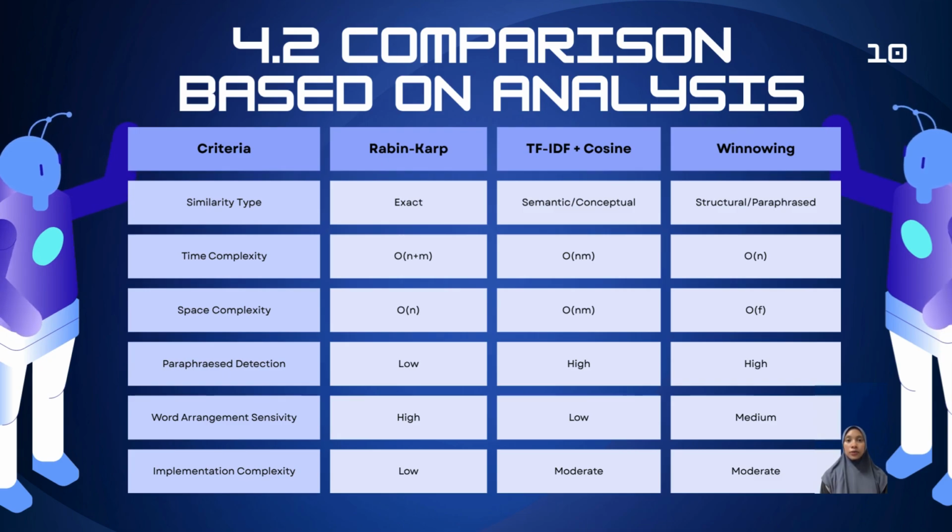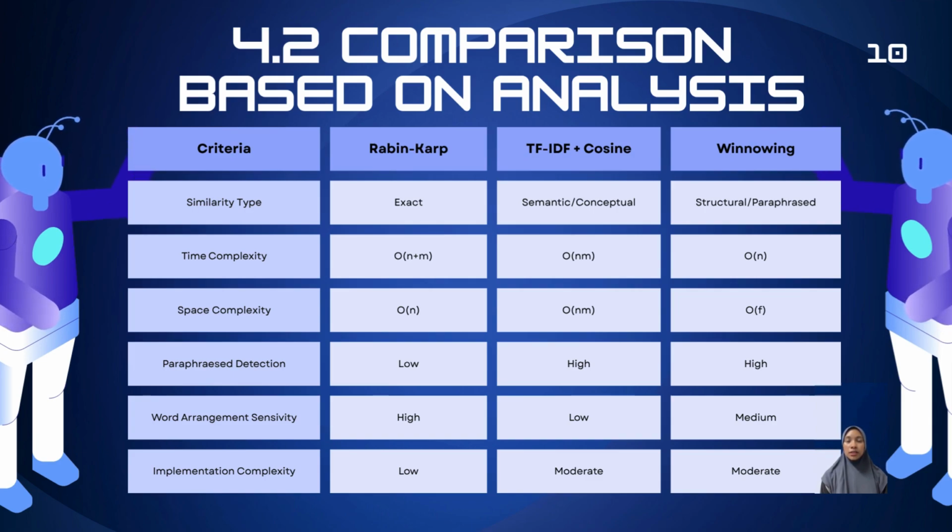In terms of time complexity, Rabin-Karp is the most efficient with O(n + m), suitable for large datasets. TF-IDF with cosine similarity is more time-consuming due to its higher complexity, as it calculates weights and angles between document vectors. Winnowing operates at O(n) per document, making it efficient for fingerprinting large volumes of text.